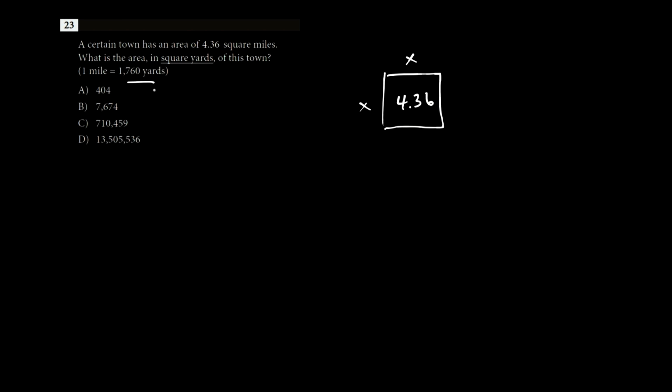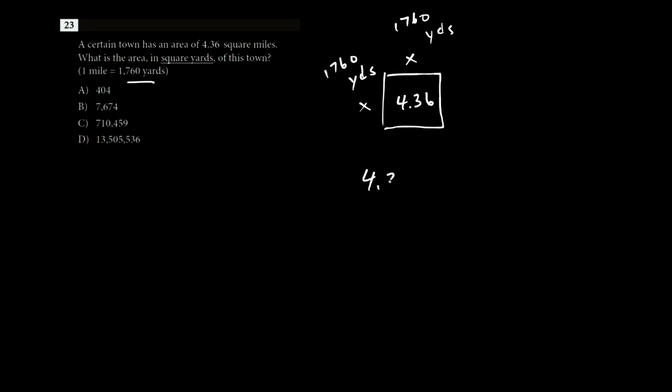They tell us what this is here, but realize that when you do this, if you did yards times yards, and we know there's 1,760 yards, what we're really doing is multiplying by 1,760 twice. So remember, whenever you go from linear to area, use that value twice.